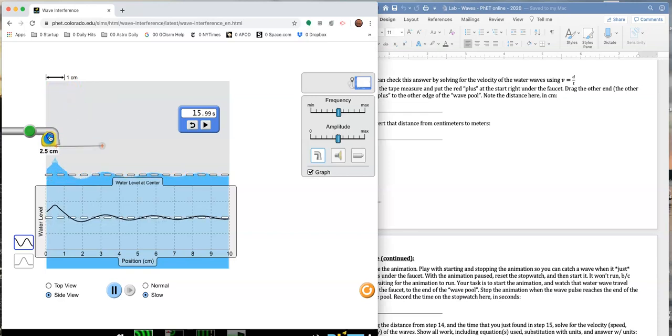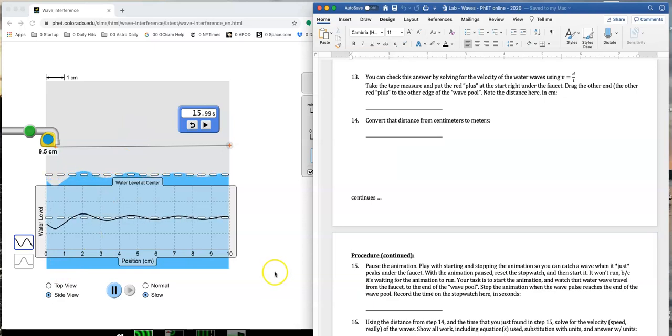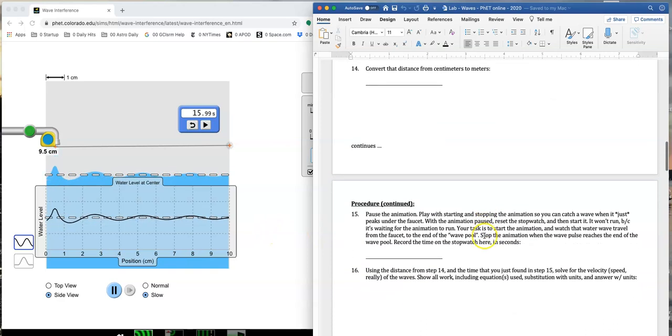And so that would be from the faucet: put that red plus under the faucet, and bring the other one over to the other side over here. And that tells me that distance is 9.5 centimeters. So the 9.5 centimeters is going to go in for number 13. And then 14 wants you to convert again from centimeters to meters. Did I say 9.4 centimeters? I meant 9.5. But you're going to need to convert that to meters for number 14.